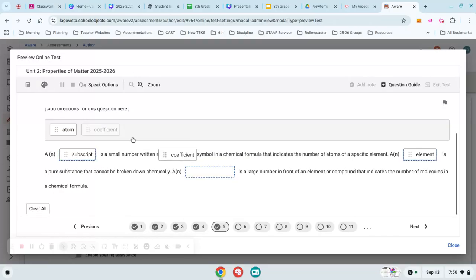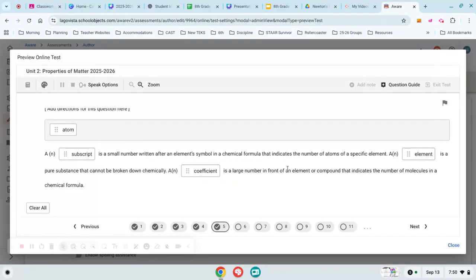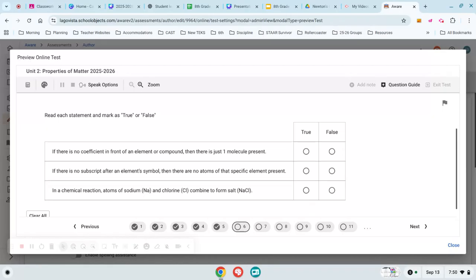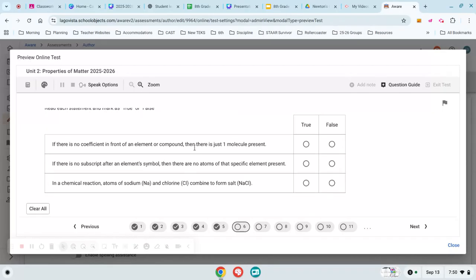All right. Mark true or false. If there is no coefficient in the front of an element or a compound, there is just one molecule present.